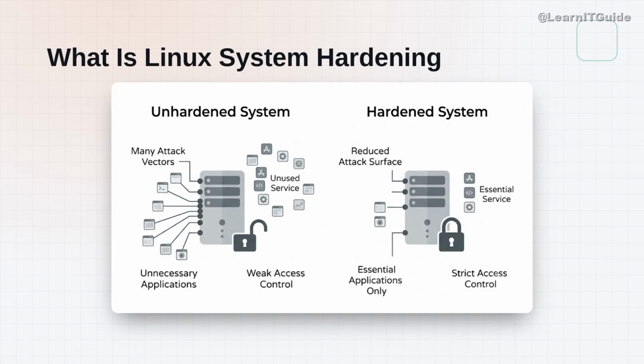So what is Linux system hardening really? It is the process of securing a system by reducing its attack surface, eliminating unnecessary applications, and enforcing strict access controls. Think of it like a bank vault. You remove everything that is not essential to the vault's operation. This makes it as difficult as possible for an intruder to find a weak point. Our goal is to apply the same principle to your Linux servers.